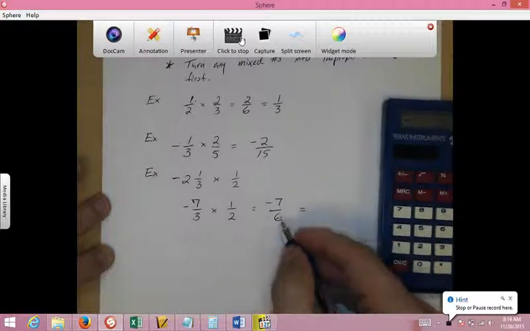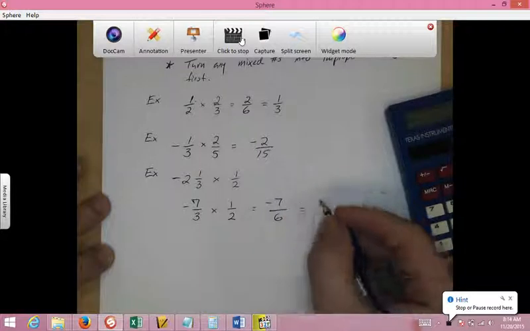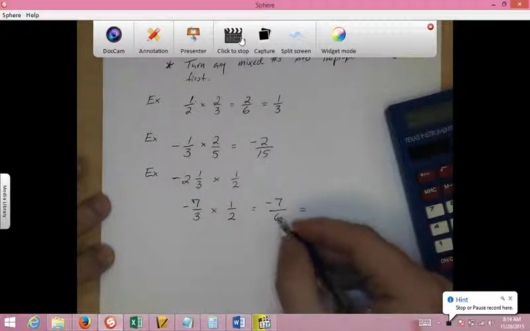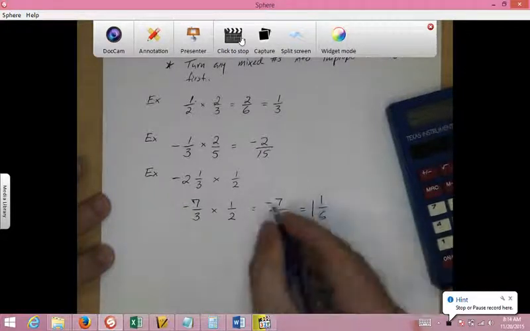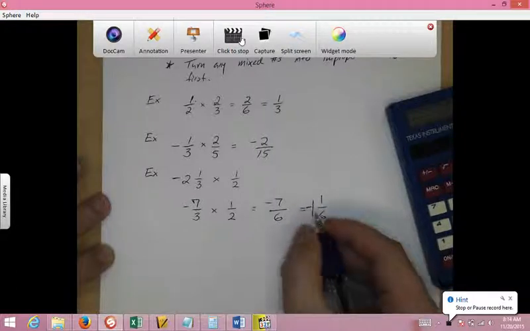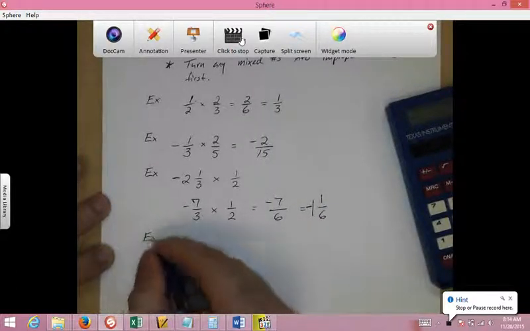Now, we've got an improper fraction here. We need to make this into a mixed number. If you want to, you can do the long division, or hopefully you can do this one in your head. 6 goes into 7 one time with the remainder of 1. Denominator 6. Since this was negative, this is going to be negative. Last example.